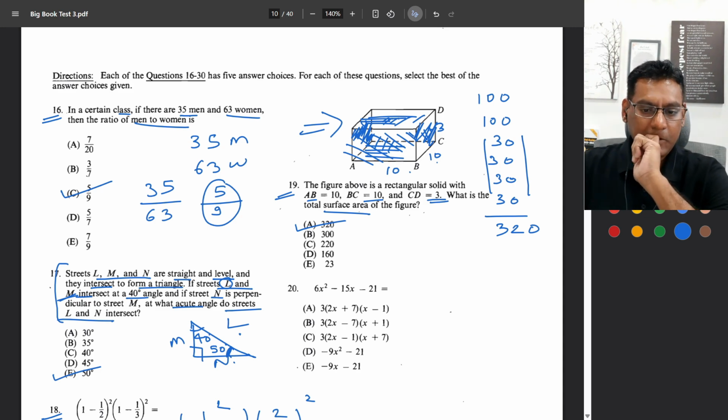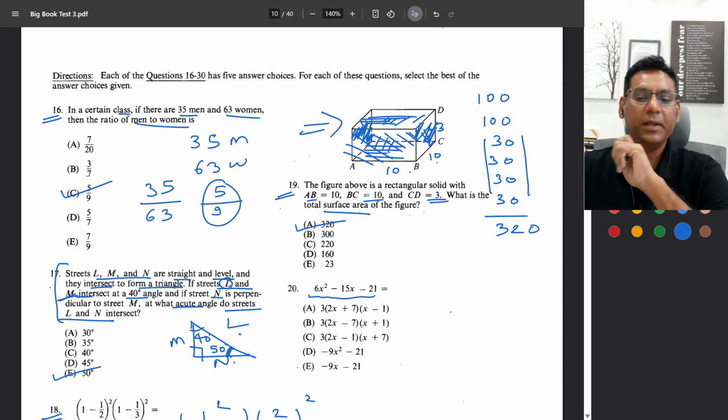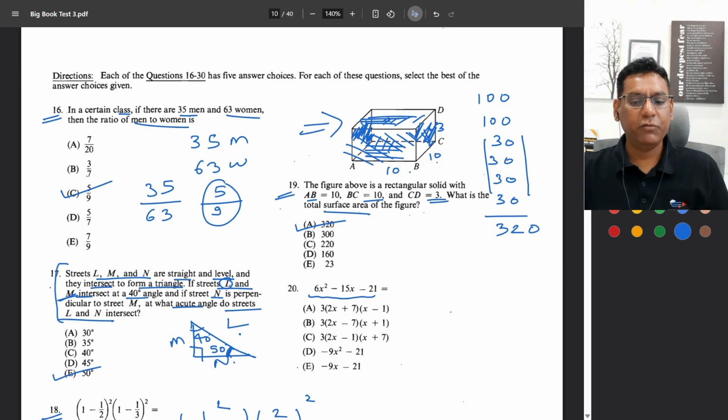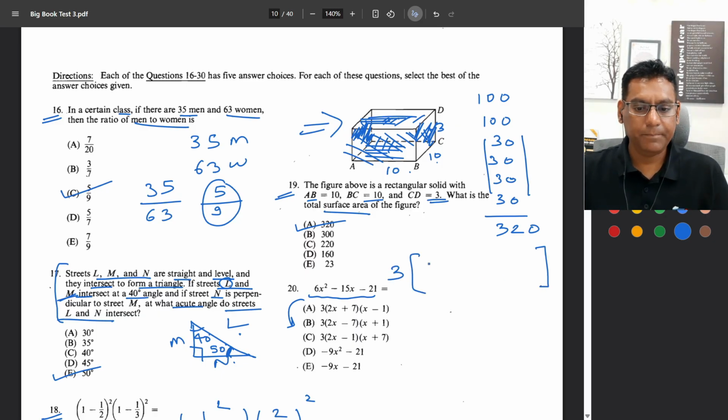Okay. This looks a little complicated. Maybe we'll have to work it out. So we have to basically simplify this expression. That's what they are asking. This is quadratic. So how do we do this? Can we take something common here? Yeah, we can take 3 common. So if we take 3 common, what do we get? X square minus 5x minus 7.